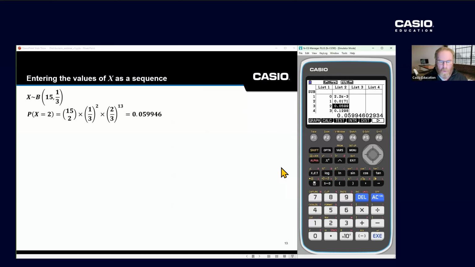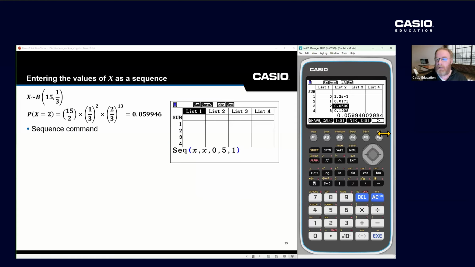However, what if you've got a value of n that's slightly larger? I only entered 0 to 5. Here, n is actually 15. It could be even larger than that. That might be a little bit monotonous or even prone to error when entering these. So what we can do is let's just delete the lists that I've got. Okay, and you can actually enter a sequence in your list if you want.